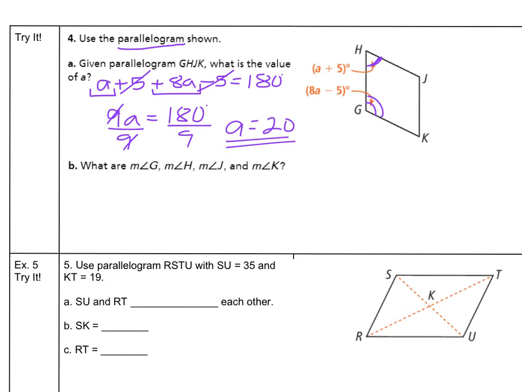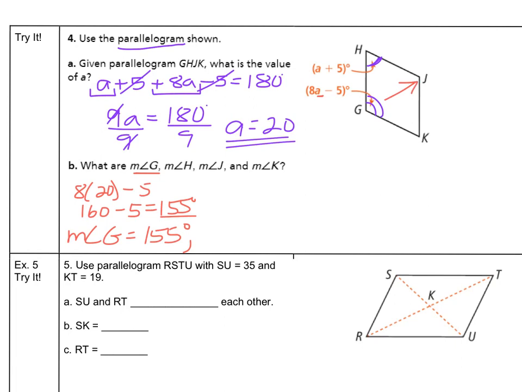Done. There's part A. But then we get to go back and plug it in. It says, what are the measures of angles G, H, J, and K? Well, let's start with angle G by plugging in 20 for A. 8 times 20 minus 5. 8 times 20 is 160, minus 5 is 155 degrees. So the measure of angle G equals 155 degrees, and then so will the measure of angle J directly across from it.